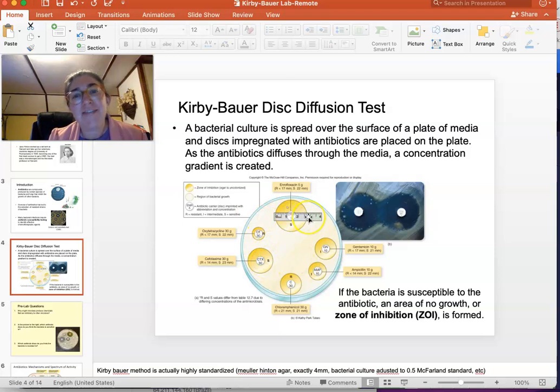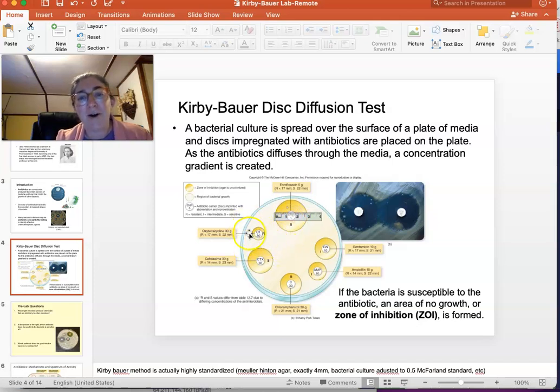And you measure these zones of inhibition. So you're measuring the diameter of that circle where there's no growth around the disc. Okay, we measure it in millimeters. The larger the zone of inhibition, the more effective the antibiotic is. Or in other words, the more sensitive the organism is to that antibiotic. So a large zone of inhibition means that the bacteria is sensitive to that antibiotic.